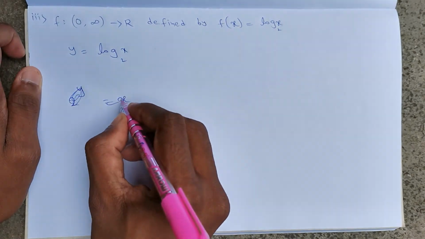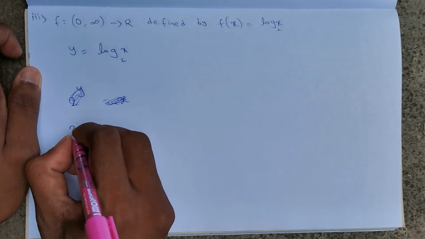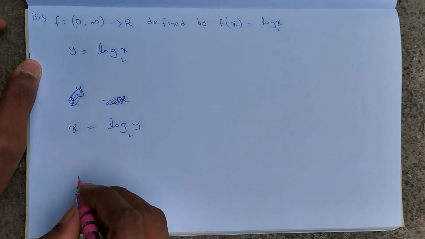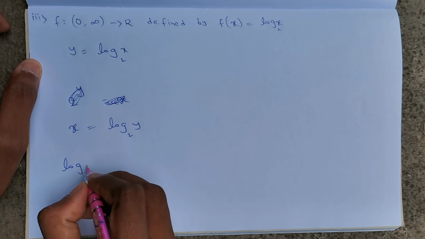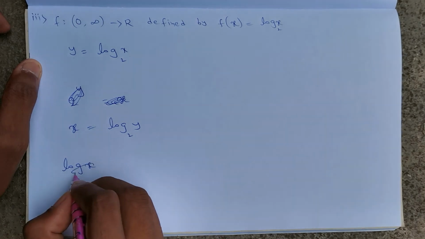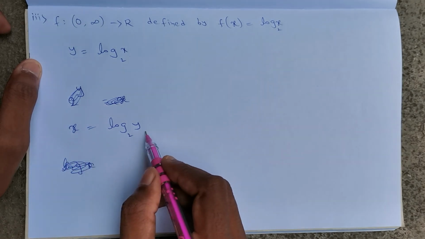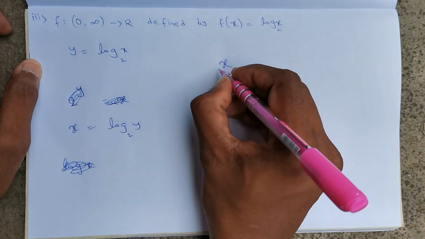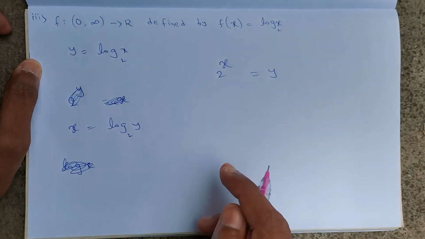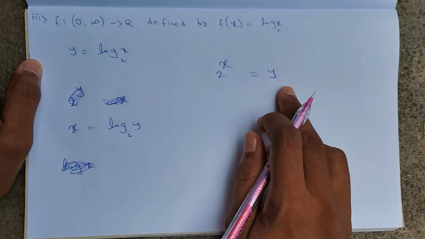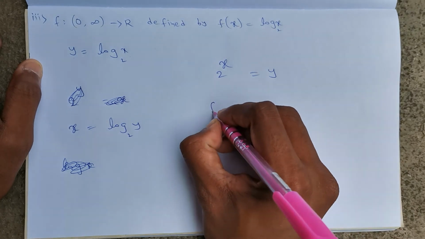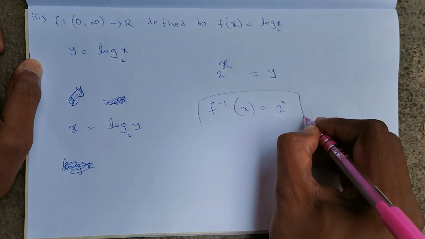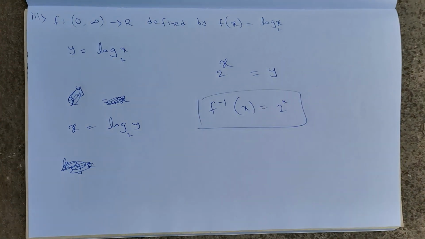Oh sorry, I didn't interchange the alphabets. Here interchange the alphabets first. x is equal to log y base 2. Now this is logarithmic form. We need to convert this to exponential form. So x as it is, base 2, is equal to y. So 2 power x is equal to y. Now in the place of y, write f inverse of x. f inverse of x is equal to 2 power x. This is the inverse of the given function.